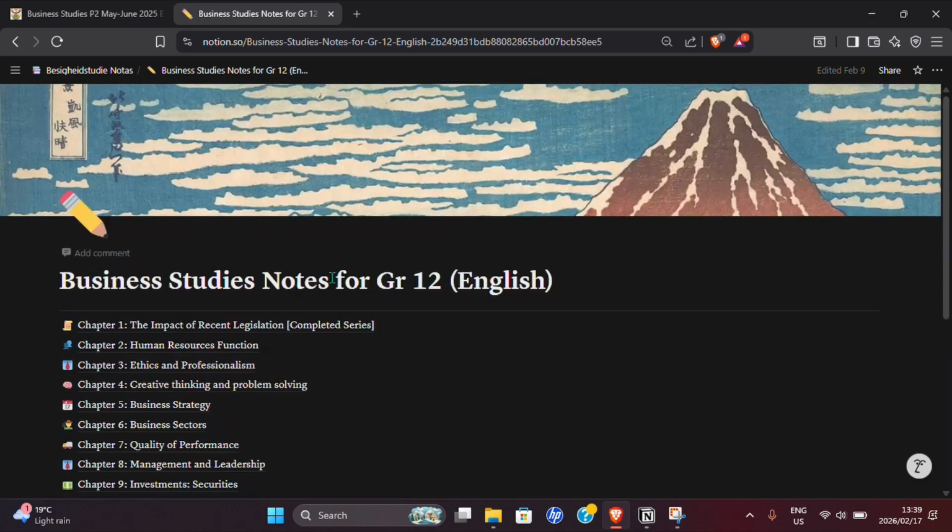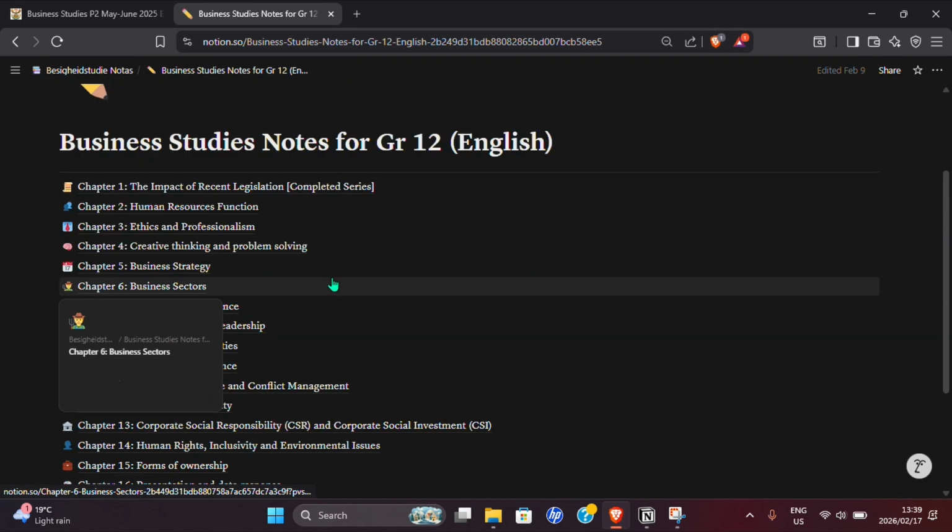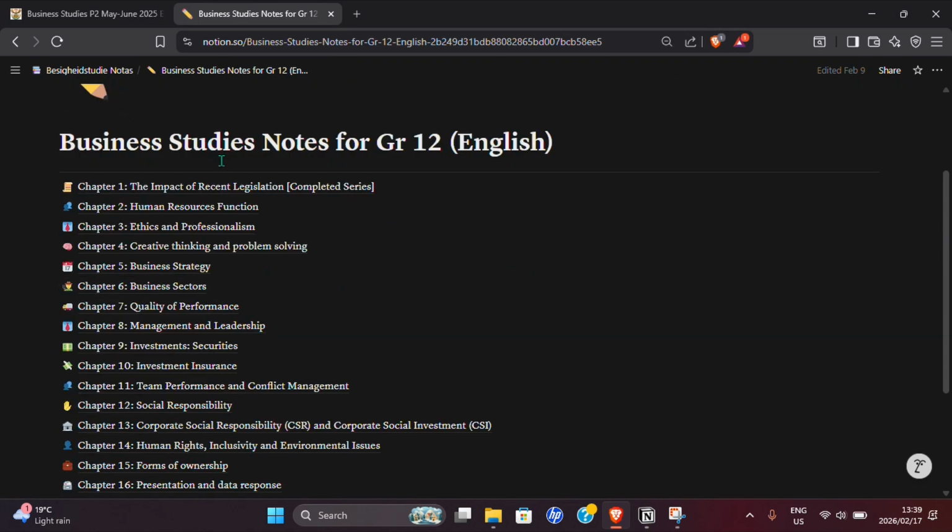And that's really the method I would use to study each specific chapter if I was struggling with a specific one. And yeah, I hope that helped you out.